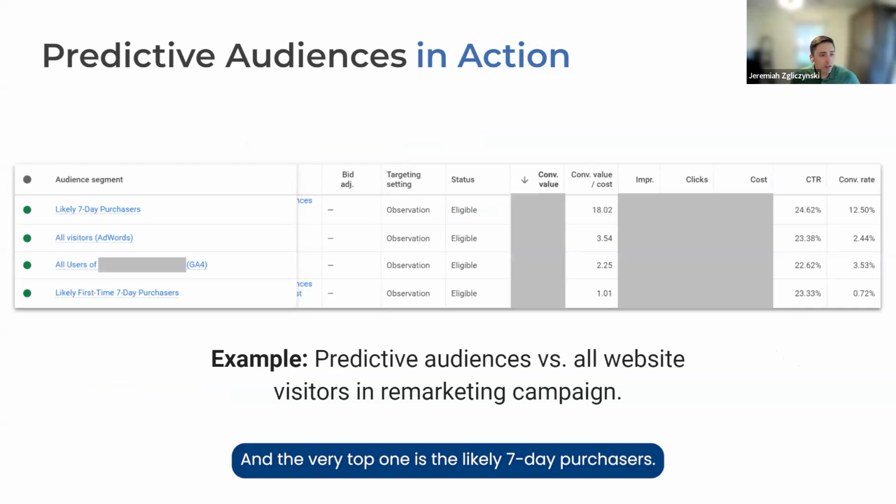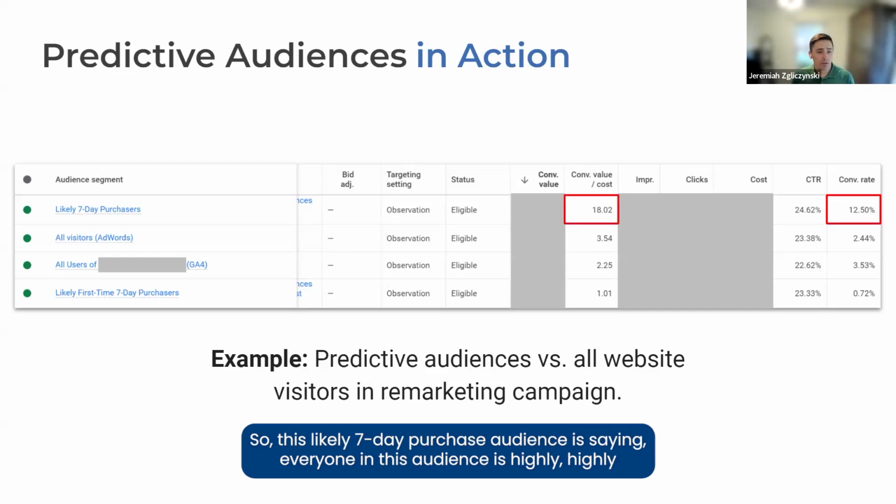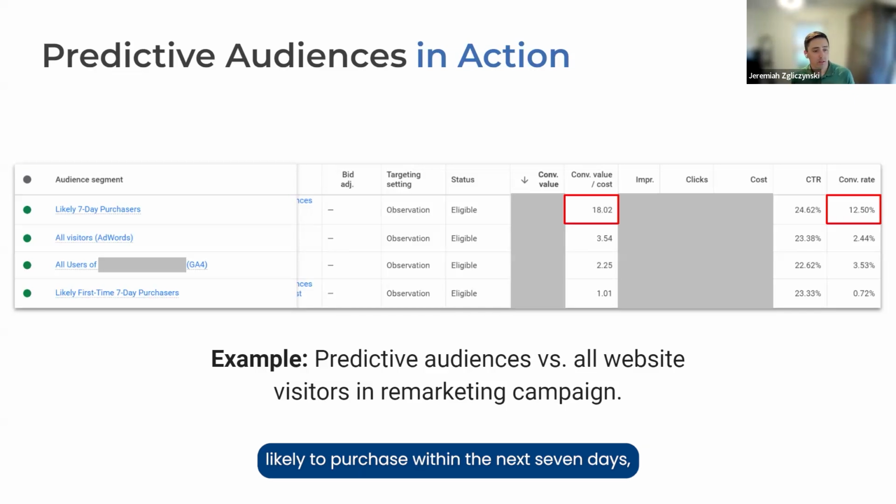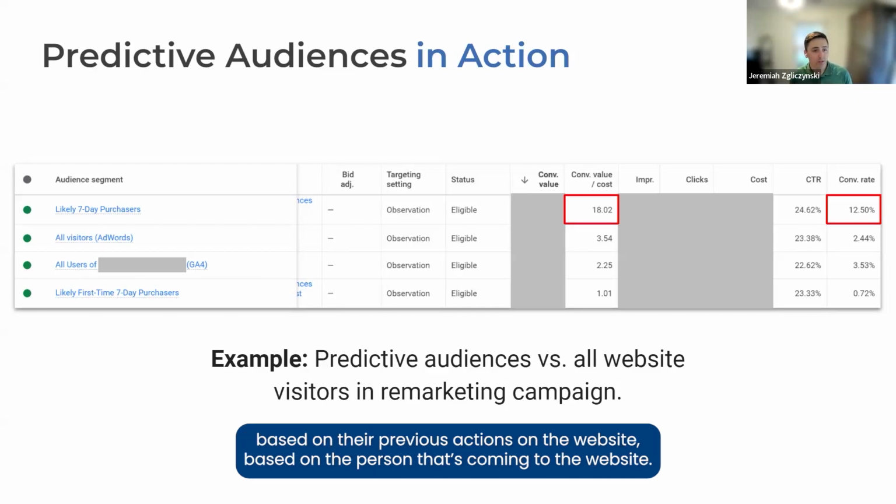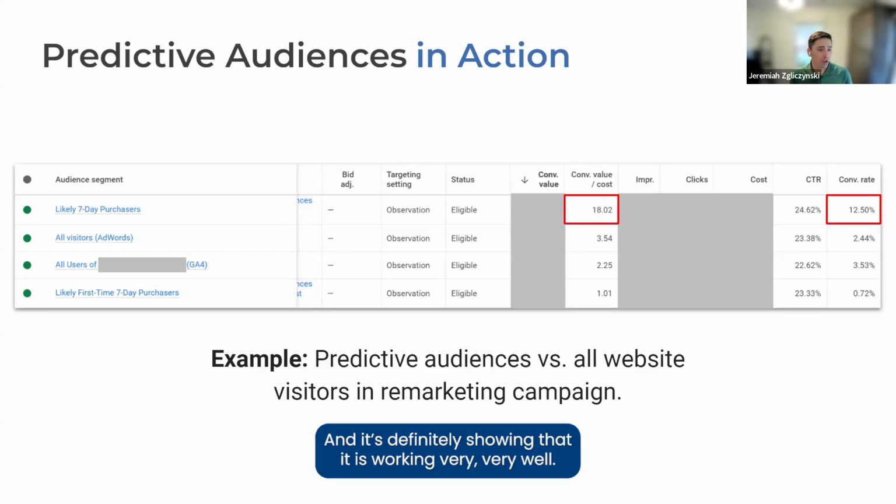And the very top one is the likely 7-day purchasers. This one has the highest ROAS of any of these audiences and a very, very high conversion rate. So this likely 7-day purchase audience is saying everyone in this audience is highly, highly likely to purchase within the next 7 days based on their previous actions on the website, based on the person that's coming to the website, and is definitely showing that it is working very, very well.